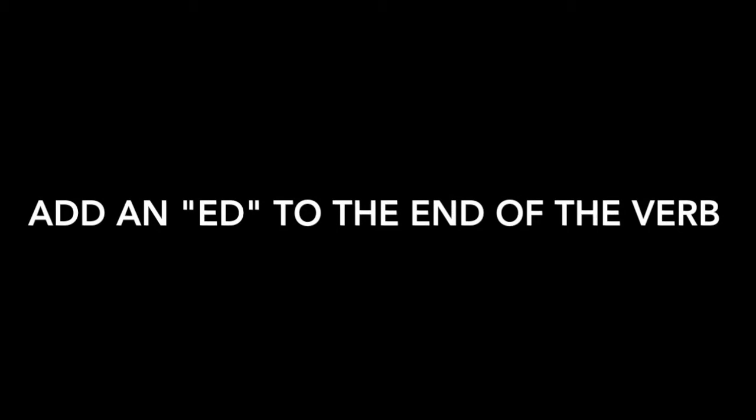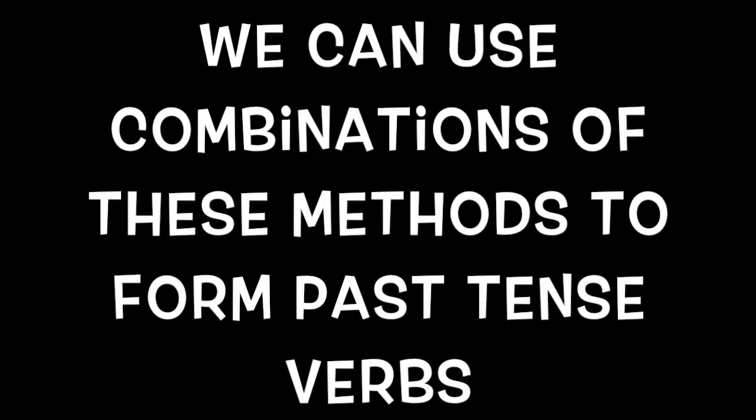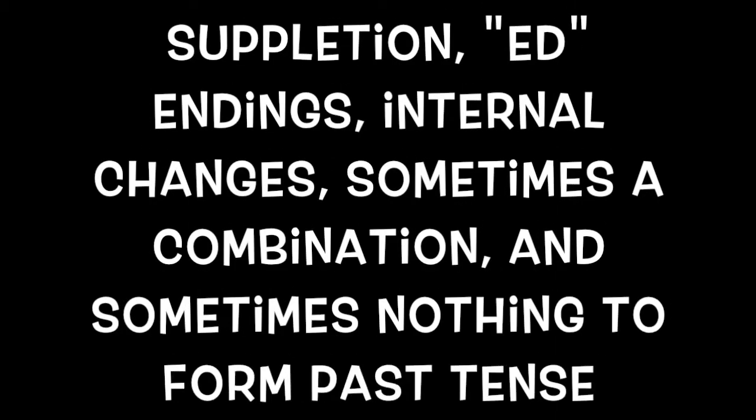The most common way is to simply add an ed to the end of the verb. Like with talk and talked, walk and walked, and stalk and stalked. But what about with go and went? That's suppletion, meaning the words go and went used to be totally unrelated and only the past tense of one was retained. Whoa, that's really intense. And we can use combinations of these methods to form past tense verbs or like with the word put, we do nothing. Does that make sense? That we use suppletion, ed endings, internal changes, sometimes a combination, and sometimes nothing to form past tense. Or is it nonsense?